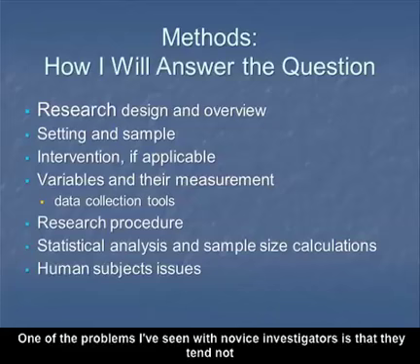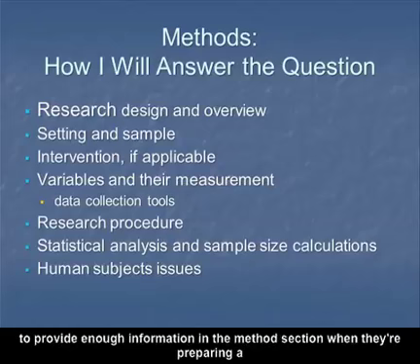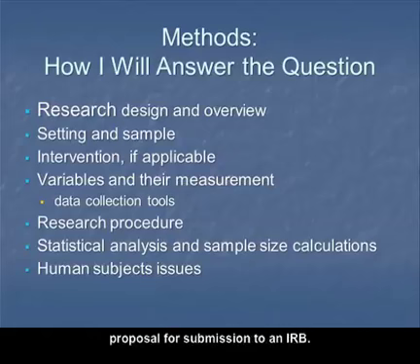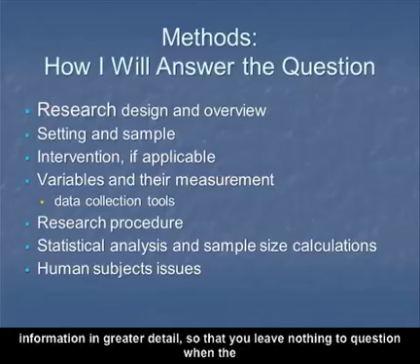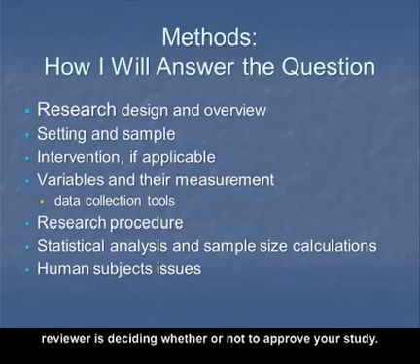One of the problems I've seen with novice investigators is that they tend not to provide enough information in the methods section when they're preparing a proposal for submission to an IRB. My general recommendation to investigators is that it's better to provide more information in greater detail so that you leave nothing to question when the reviewer is deciding whether or not to approve your study.